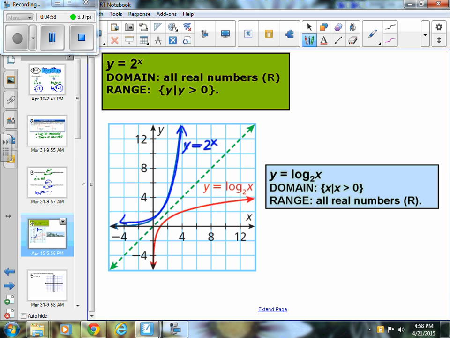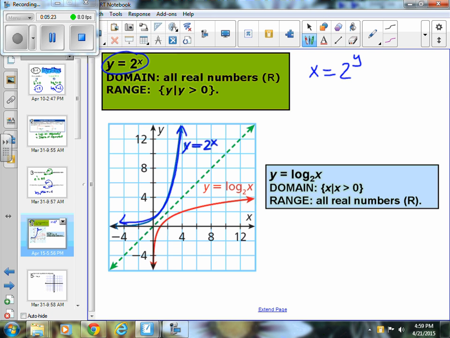If you want to find the inverse equation, see if you remember way back from chapter 1, how do you find the inverse of an equation? Think for a moment. We take the x and y, the domain and range, and flip them, and then solve for y. So I'm going to go ahead and do that. I'm going to take my original equation, y equals 2 to the x, and switch the domain and the range. Then I'm going to solve for y.